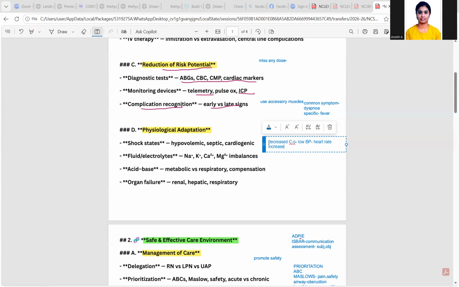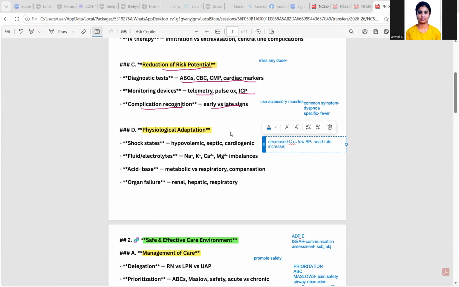Cardiac output means how much blood is pumped out by the heart. If the force of contraction is less, as in heart failure, just imagine the heart is not able to pump adequate blood. So the heart will try to contract more to supply more blood, so the heart rate will be higher. That is one adaptive compensatory mechanism exerted by our body itself. The main question-asking areas are hypovolemia, septic shock, and cardiogenic shock.